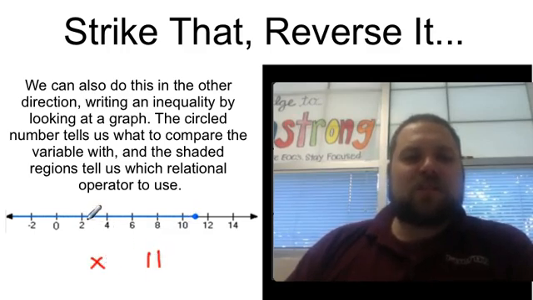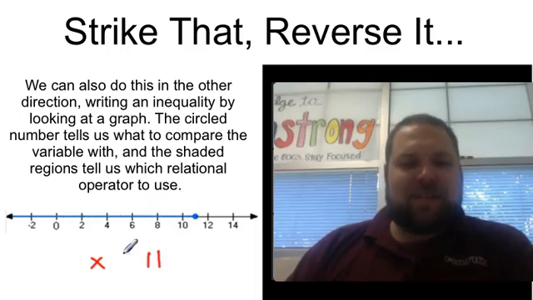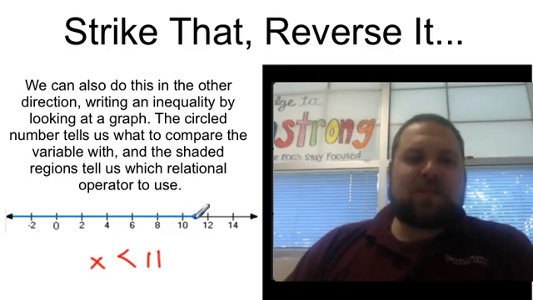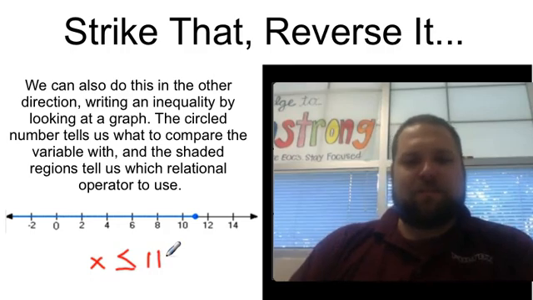Now look at the region that's shaded in. We've shaded in the region that is less than 11, and so we can say that x is going to be less than 11, but we've also shaded in the region that's equal to 11. And so we can say x is less than or equal to 11.